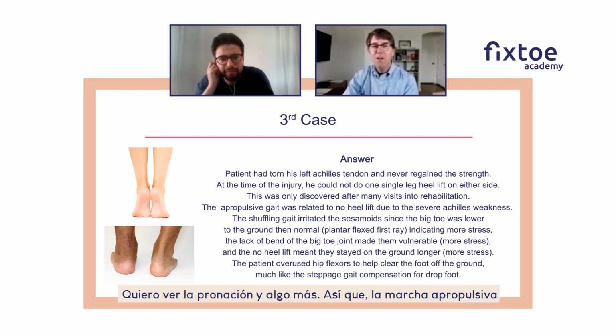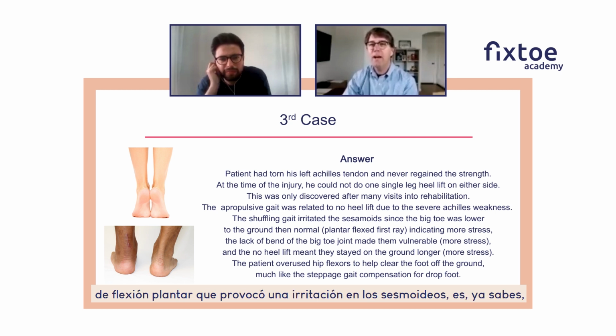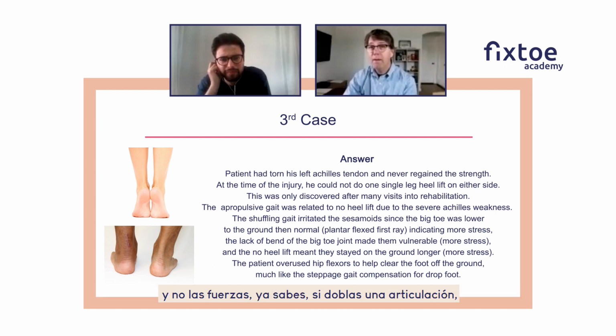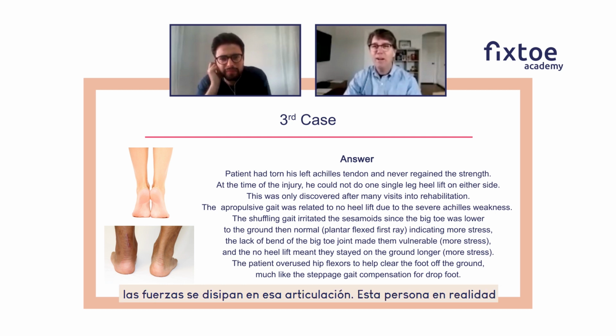So the apropulsive gait was really due to this severe Achilles weakness. The reason the big toe got picked on was that there was this plantar flexed first ray, which set up an irritation on the sesamoid. It's lower than normal, and also the person couldn't bend the big toe, so the big toe spent a lot more time on the ground. As you bend a joint, the forces are dissipated in that joint. This person actually was slowly developing more and more hallux limitus or rigidus.